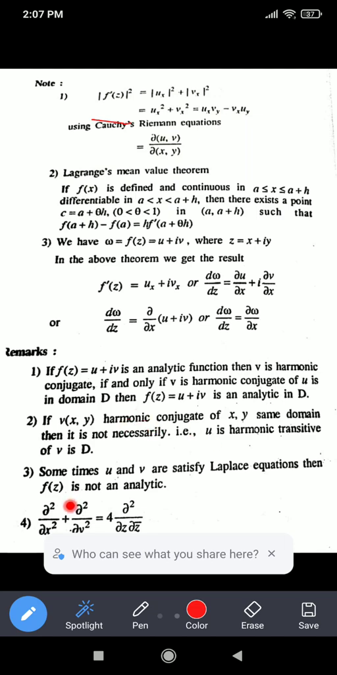Now if u and v satisfy the Laplace equation, then f of z is not always analytic. One more important note: dou square upon dou x square plus dou square upon dou y square is equal to 4 into dou square upon dou z dou z bar. This is an important formula we can use in the next example.